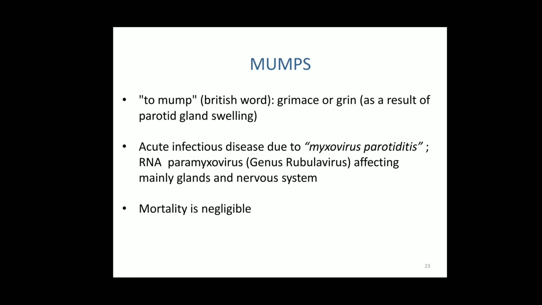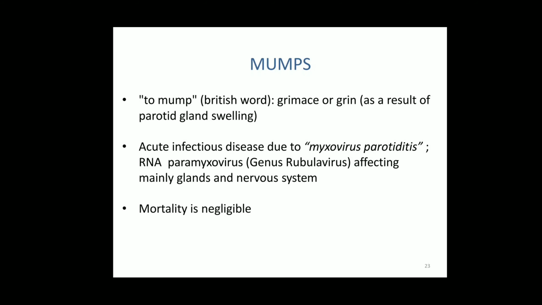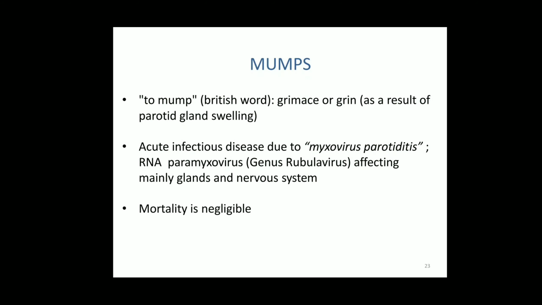Mumps is an acute infectious disease caused by the virus called myxovirus parotiditis. This virus is an RNA paramyxovirus. It affects mainly the glands and the nervous system. Mortality in mumps is very low.